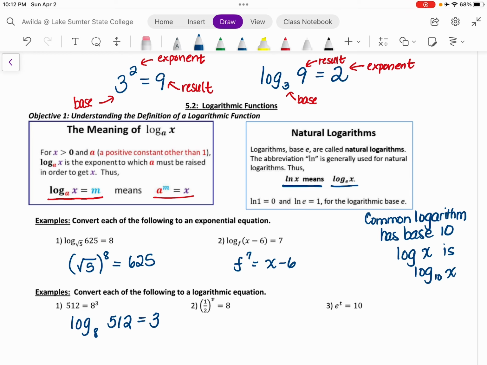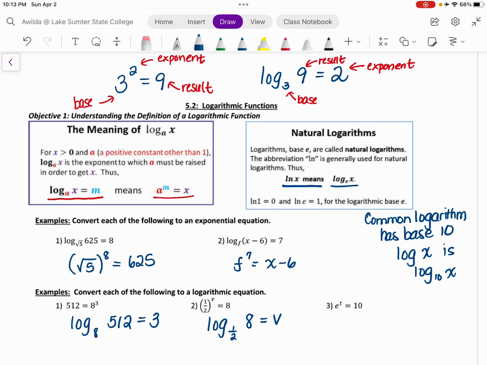Next we have 1/2 to the v power is equal to 8. So we'll write this as logarithm base 1/2. And the argument, the result, is 8 equals the exponent, which in this case is v.